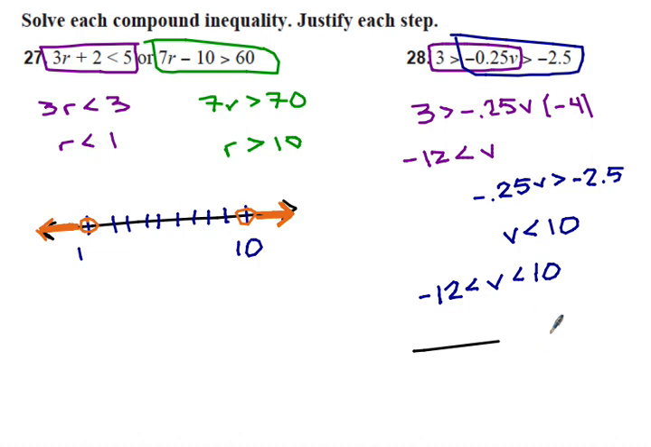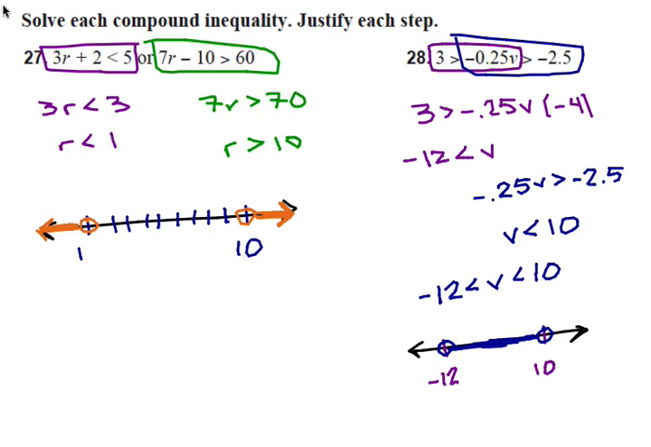So then when you graph it, we're basically getting stuck in between a -12 and a 10 because we're going to be greater than this -12 but less than this 10. So we're stuck right in between. Feeling okay with that? And then lastly, let's take a look at a story problem.